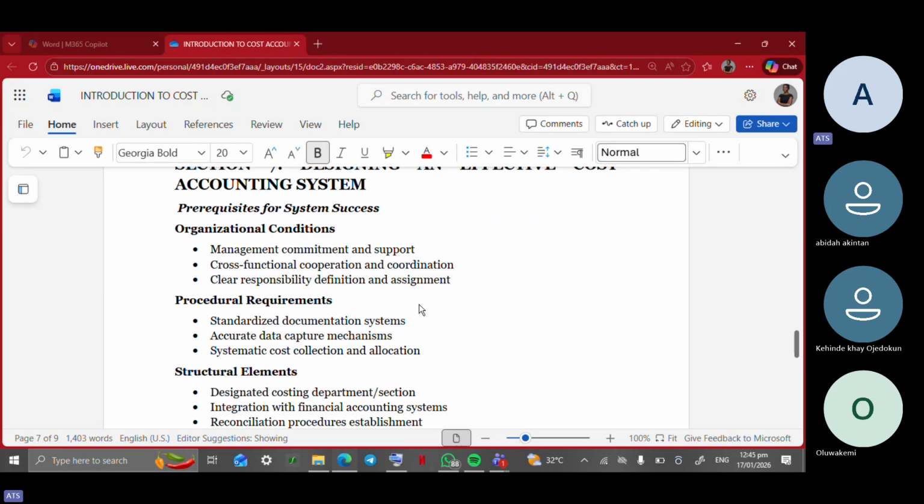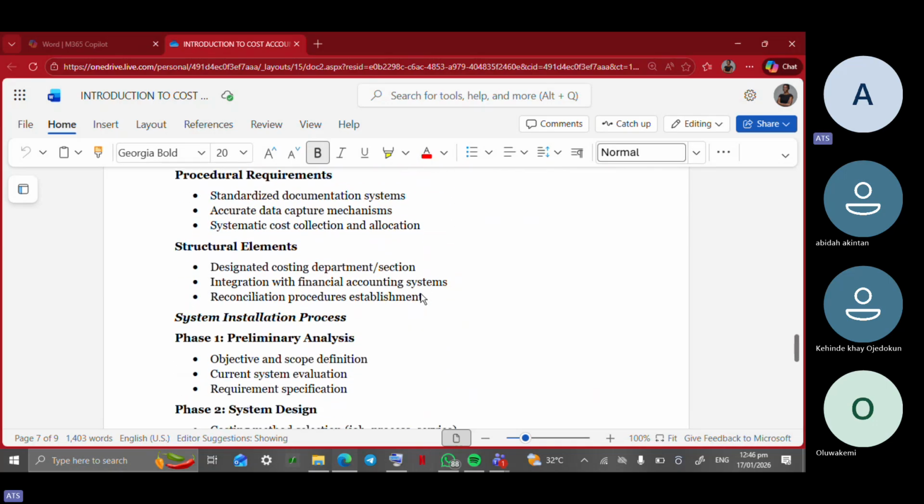Then there are also procedural requirements. You have to make sure that you have all the documentation in place. What are the mechanisms in place that are going to assist you to design this system? You need cost data, so how do you collect this cost data? All the documents, the mechanisms, everything in place. These are things you need to have, and you have to understand how they operate before you can go ahead and design a cost accounting system.